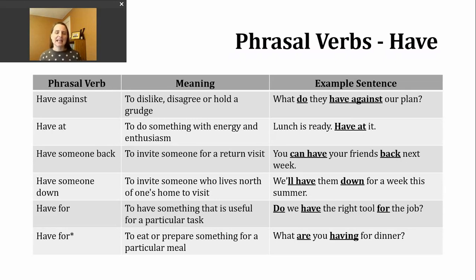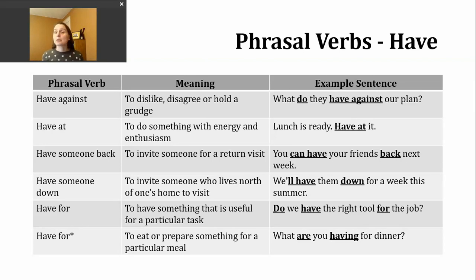Another phrasal verb you might hear is to have someone down. This I feel like is maybe more common in the Midwest and South, but essentially you're inviting someone who lives north of you to your own house, to your home. So an example of that, we'll have them down for a week this summer. Now, maybe to make this a little more concrete, I live in Iowa, and if I had a friend in Minnesota, right, I could invite that person down, have them down for a visit. Since they live north, that's why we're using the preposition down.